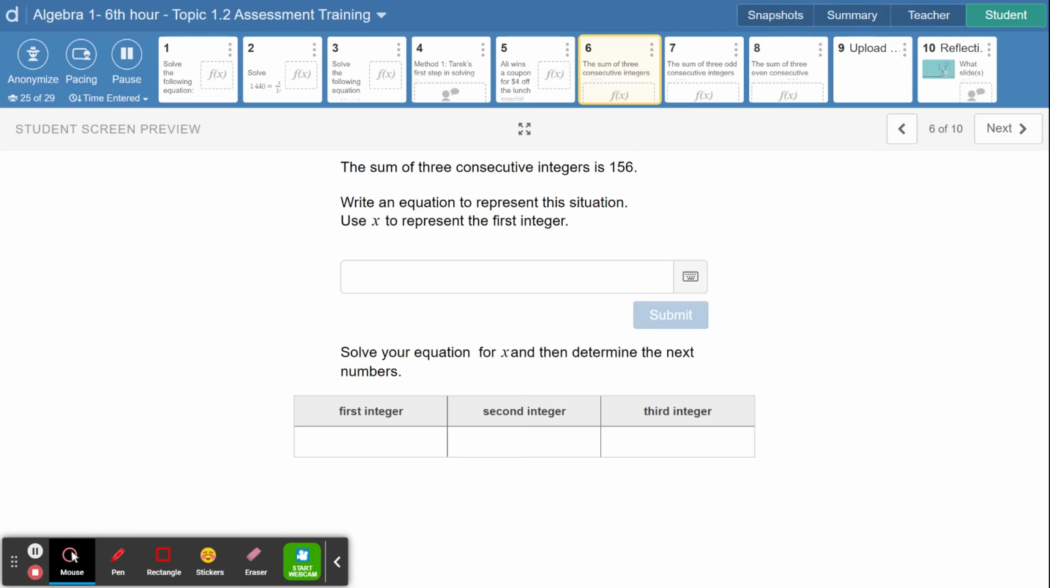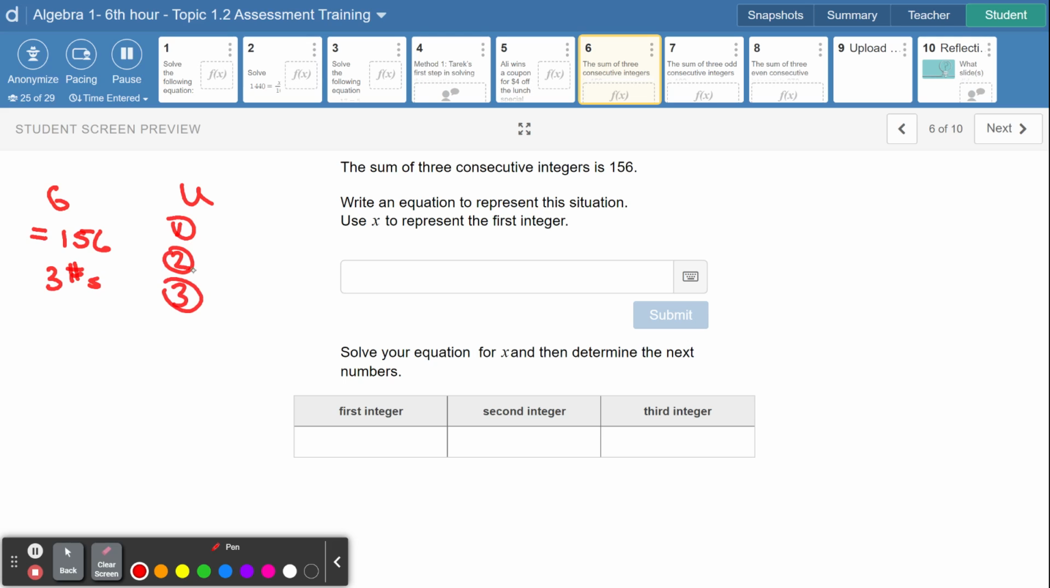All right, for this problem, we need the sum of 3 consecutive integers, which is 156. So the given is going to equal 156. We need to have 3 numbers. So our unknown is going to be those 3 numbers. Now our first number is always going to be X. Since it doesn't say even or odd, we add 1 to get to the next number, and we add 1 more to get to that number.